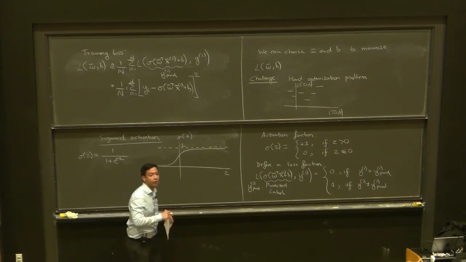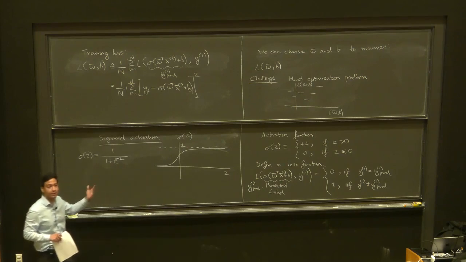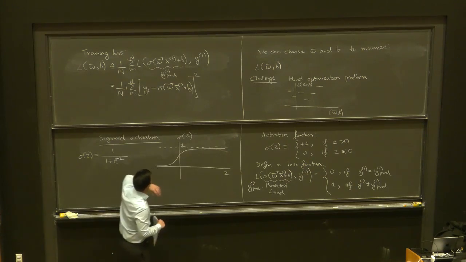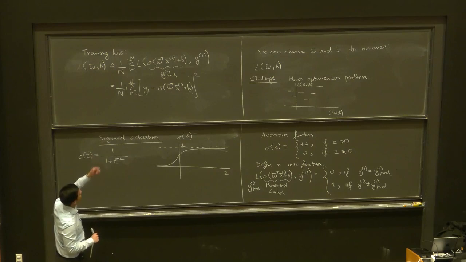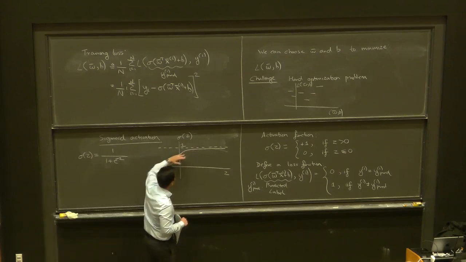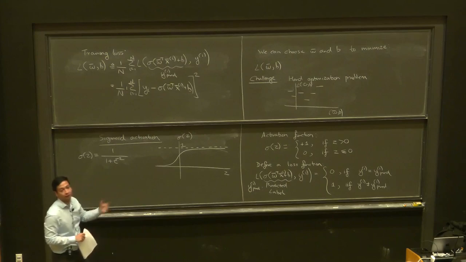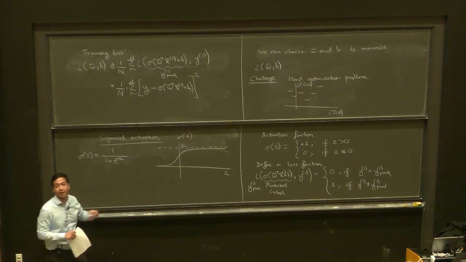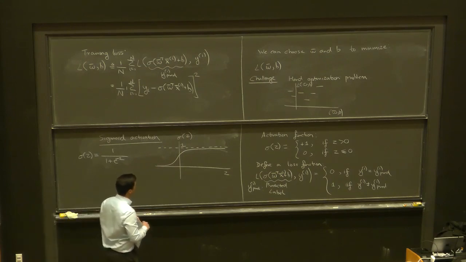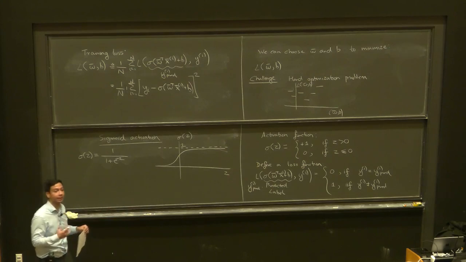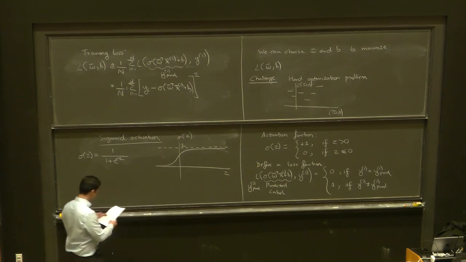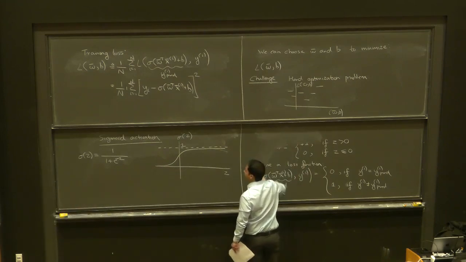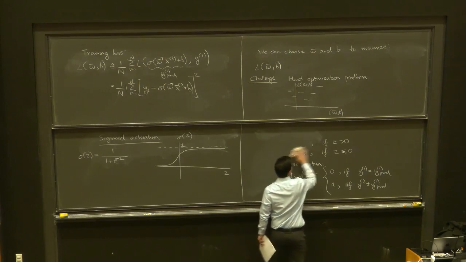As we were saying before, you can loosely interpret this as a confidence for whether or not the label is 1. If the output sigma of W transpose X plus B is close to 1, you can think of that as higher confidence that the label is 1. If it's closer to 0, then that's higher confidence that the label is 0. But again, you have to be really careful about taking that too seriously. All right, so that's one option for the activation function.